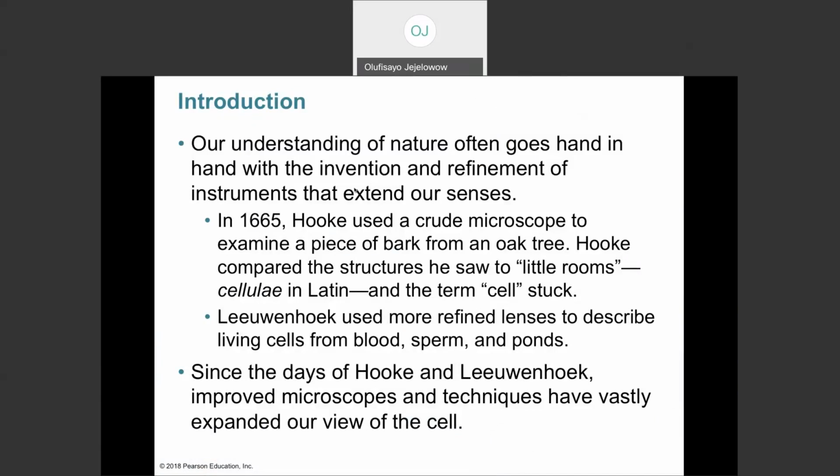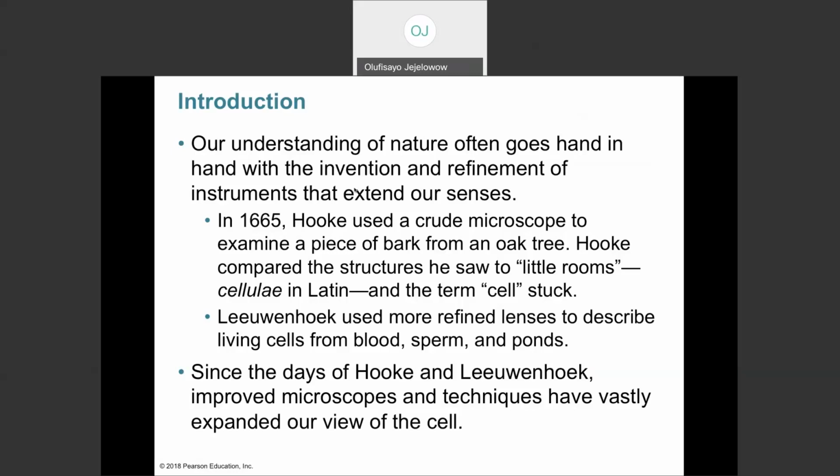The first crude microscope to observe and make a meaningful record of a biological cell was by Robert Hooke, who in 1665 used a crude microscope to observe the bark of an oak tree. He observed structures of which he made the famous drawings, and he termed them little rooms, cellulae in Latin. Since then, the term cell has stuck with humans.